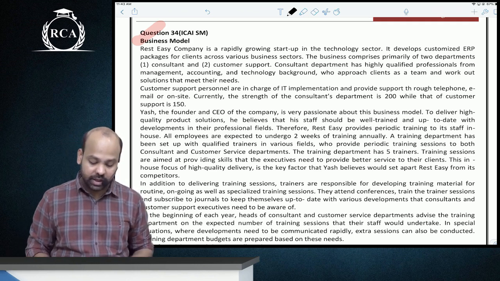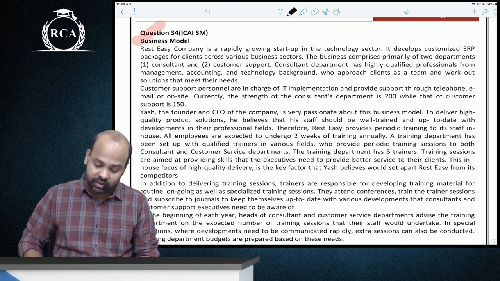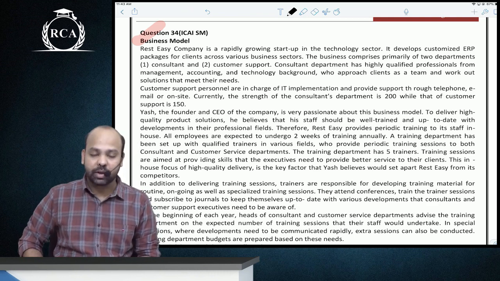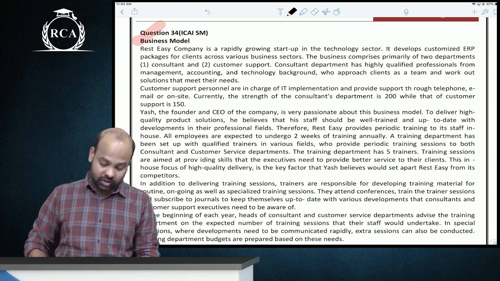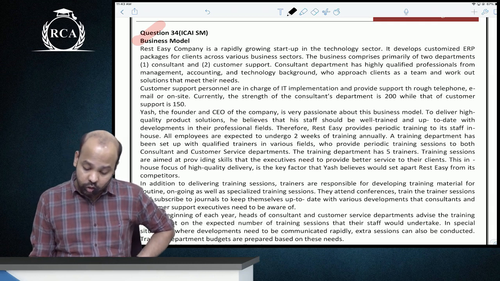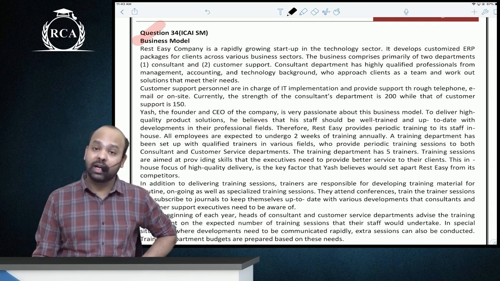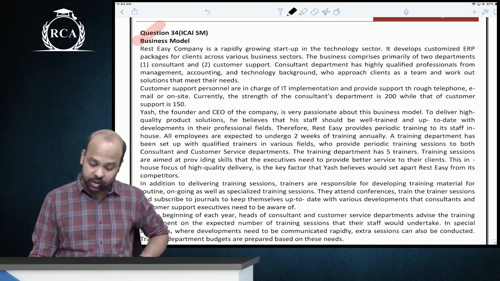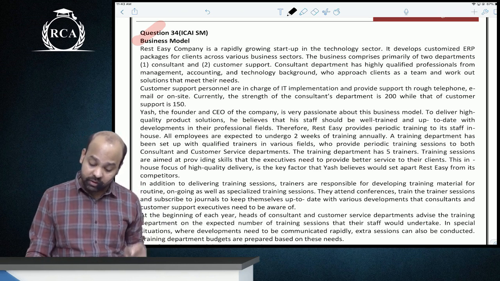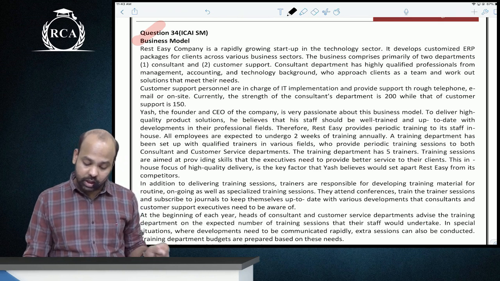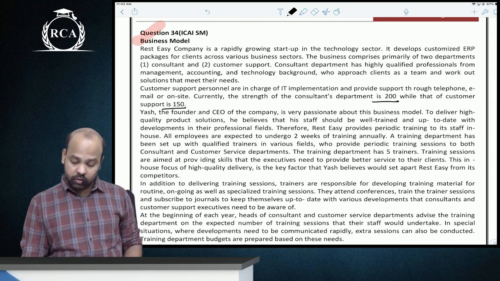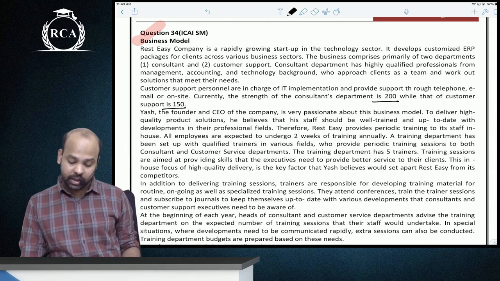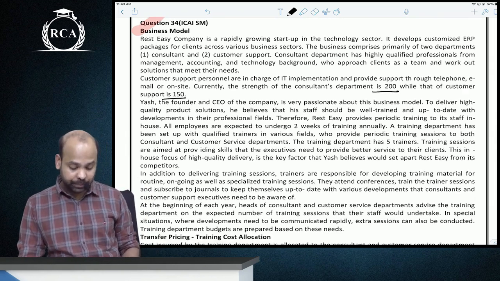It develops customized ERP packages for clients across various business sectors. The business comprises primarily of two departments, consultant and customer support. Consultant department has highly qualified professionals from management, accounting and technology background who approach clients as a team and work out solutions that meet their needs. Customer support personnel are in charge of IT implementation and they provide support through telephone, email or on-site. Currently, the strength of the consultant department is 200 while that of the customer support is 150. So guys, one is providing support in IT implementation. The other one is basically arriving at IT solutions.